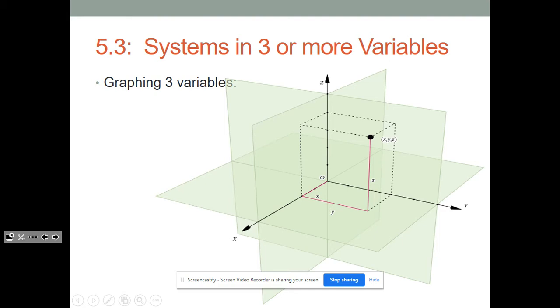Okay. What this looks like graphically, you're never going to have to graph these in this class, but if you have x, y, and z in an equation, instead of being a line, when you have x and y, you add z and it makes it three-dimensional. So it's basically a plane, right? So what we're looking at is where three planes intersect, or sometimes maybe two planes intersect. And that's what this whole section is about, okay?